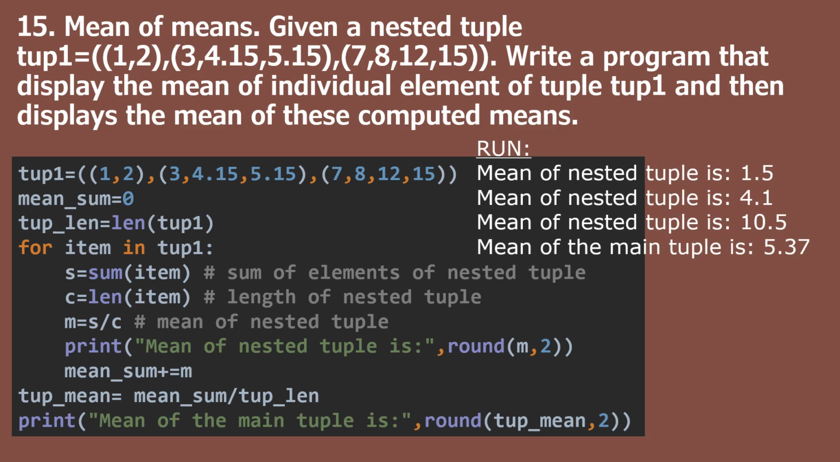So once you run the program, it is displaying you the mean of the nested tuple. First nested tuple is 1.5. Mean of the second nested tuple is 4.1. Mean of the third nested tuple is 10.5. And mean of the main tuple, that is 1.5 plus 4.1 plus 10.5 divided by 3, is giving you 5.37.